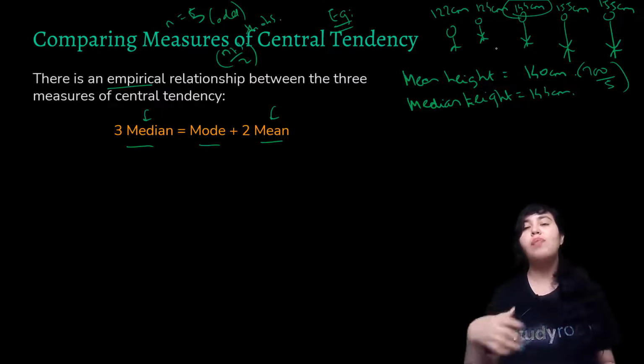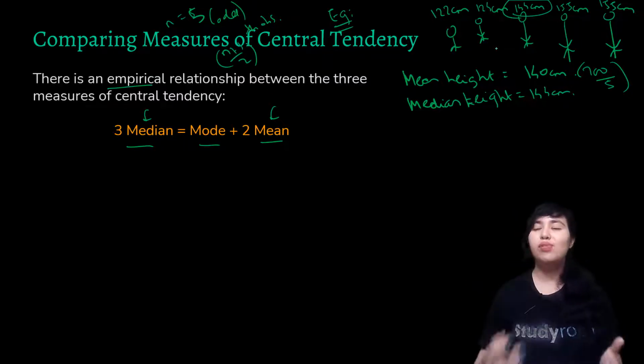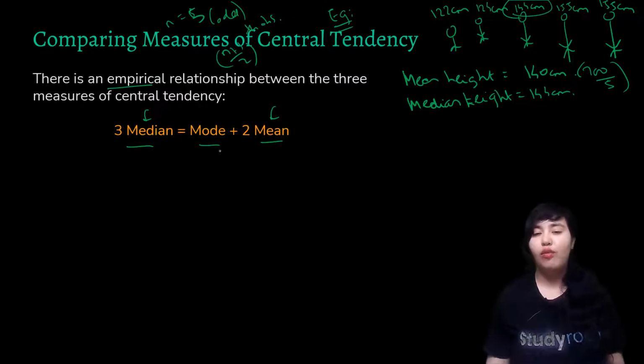Now clearly from just the observations, you cannot make out the mode. It will be a bit difficult, basically. So how do you do that? Then you make use of this formula. So you can say that mode is equal to 3 median minus 2 mean from here.